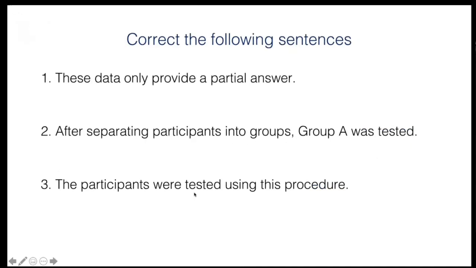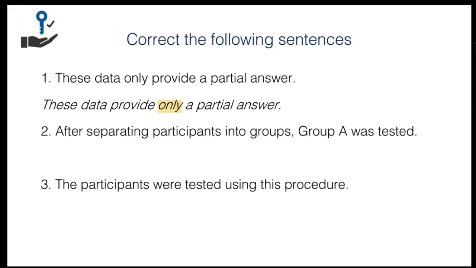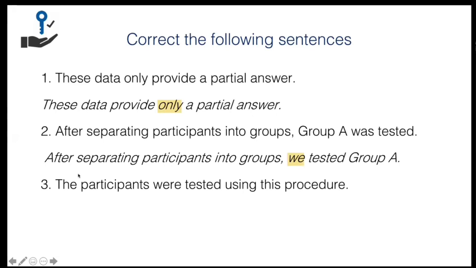Okay, let us quickly correct these sentences. These data only provide a partial answer. To me, it sounds more logical, that the data give only a partial answer, so we can't rely on these data fully. What about number 2? After separating participants in groups, we tested group A. Remember, we said that this is a dangling modifier. One of the ways is to add a subject, right? So this is what we do. Or you can say, after we separated participants into groups, group A was tested, also possible.